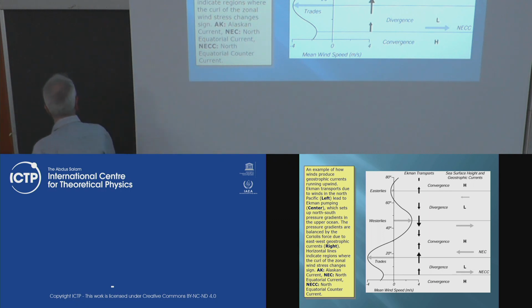Let's see if we have the convergence due to the meeting trades and westerlies. Due to this fact, the sea level is higher in the area where there is a convergence and lower where there is divergence. Obviously, a part of this convergent water volume is compensated by the downward vertical movement.